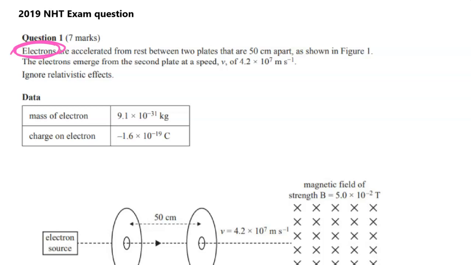What other information do we have? We're told the 2 plates are 50 centimeters apart, that's a distance. We have the electrons emerge from a second plate and we're told a speed. It's less than the speed of light, that's good. And as they sometimes write these days, and I think they'll be doing that more and more, it says ignore relativistic effects. So we don't need to start looking at any Lorentz transformations or anything like that. So we've been given the mass of the electron and the charge on the electron.